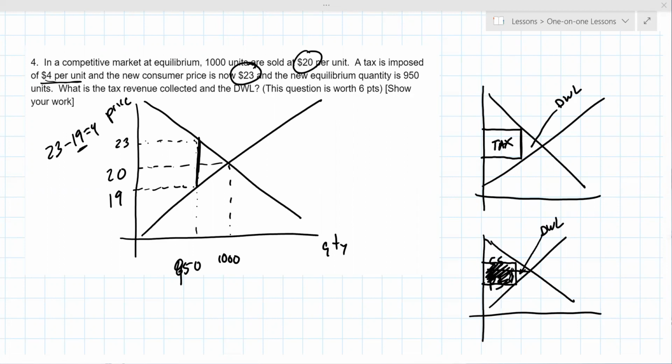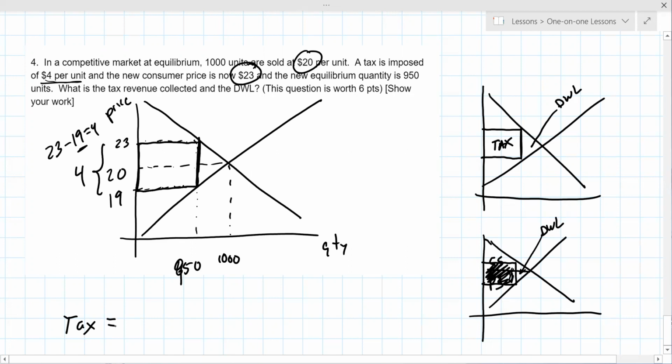So we know that $3 is from the consumer side, because it tells us that 23 is up here. 23 is up on the consumer side, which is up above this. The 19 is down here, because this has got to be a $4 width. So the tax revenue is this rectangle here. Finding that is very simple. Once you have the numbers, it's base times height. It's 950 times 4. Tax equals 950 times 4.